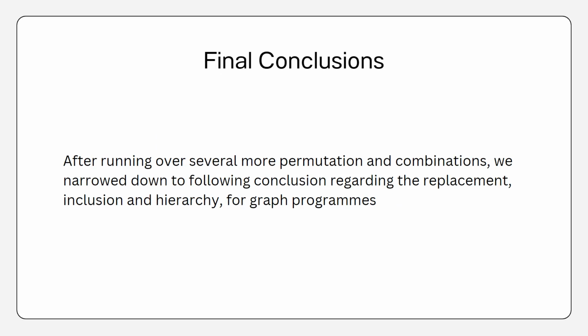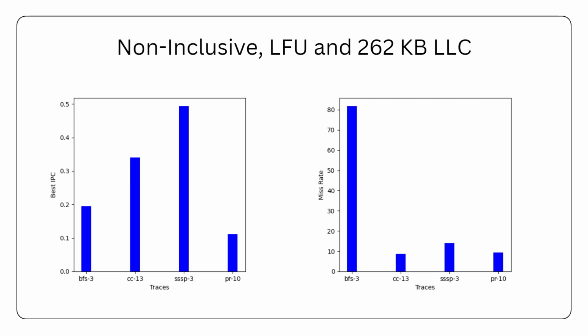After running over several permutations and combinations, we narrowed it down to the following conclusion regarding the replacement, inclusion, and hierarchy for the graph programs. So here are the best obtainable IPC values for each trace, and the highest IPC is obtained in a non-inclusive policy using LFU as a cache replacement policy, and the cache size of LLC being around 262 kilobytes for the SSSP3 trace.